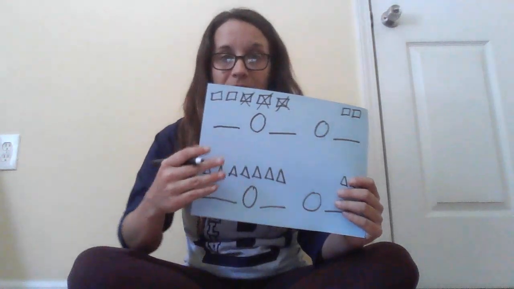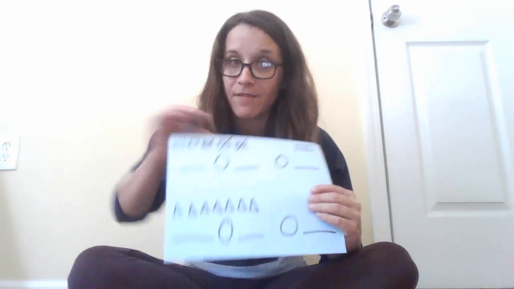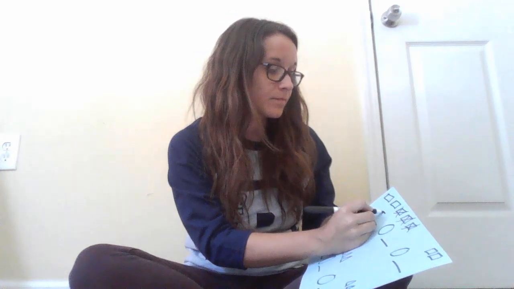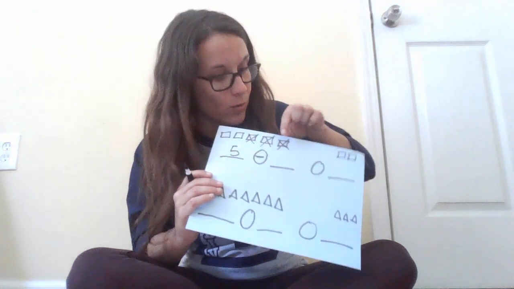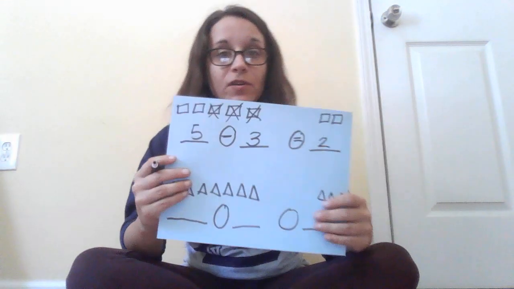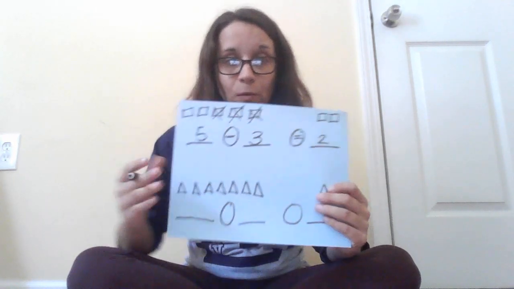Now I need to fill in my number sentence. We started with 1, 2, 3, 4, 5 squares. And then we took some squares away. I know that take away is a subtraction sign. We ended up having to take away 1, 2, 3 squares to give us these 2 squares left over. So I can see now that 5 squares, take away 3 squares equals 2 squares.